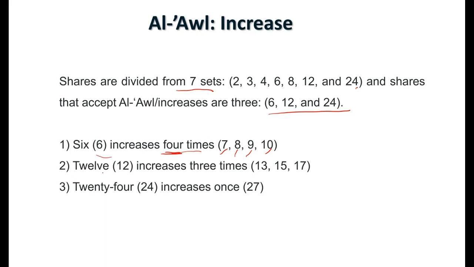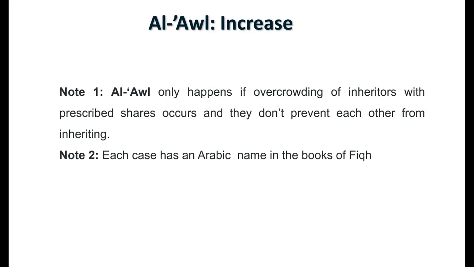Number 2, 12 increases 3 times. From 12 to 13, or to 15, or to 17. Number 3, 24 increases once. From 24 to 27. Note 1. Al-awl only happens if overcrowding of inheritors with prescribed share in the Quran occurs, and they don't prevent each other from inheriting. Note 2. Each case has an Arabic name in the books of fiqh.